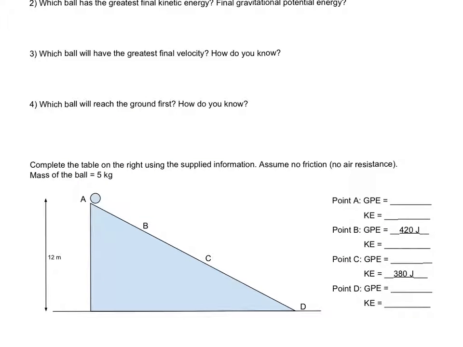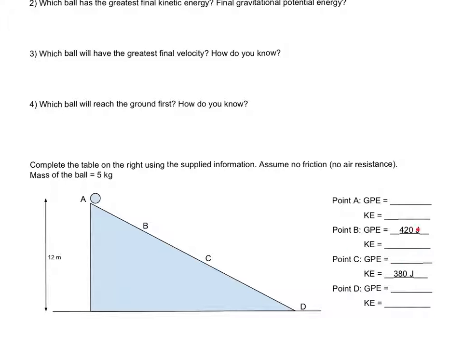In this example, we have a ball that is released from the top of a hill. We know the height of the top of the hill. In this example, it's 12 meters. We know the mass of the ball is 5 kilograms. We know the initial velocity because it's released from rest. Once again, our initial velocity is going to be 0. The only thing that we don't know is the final velocity.